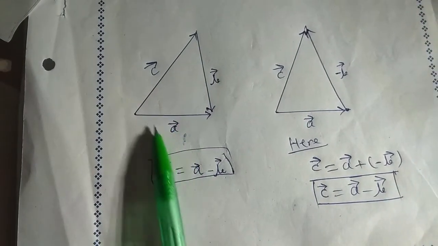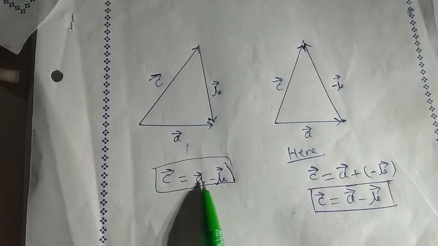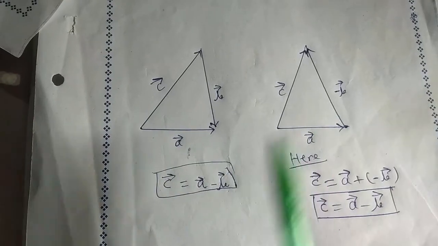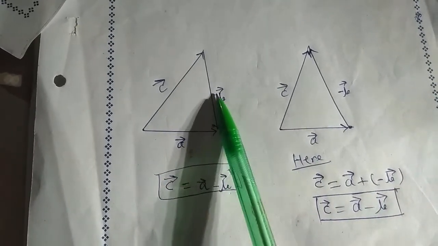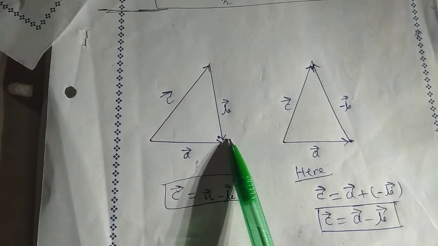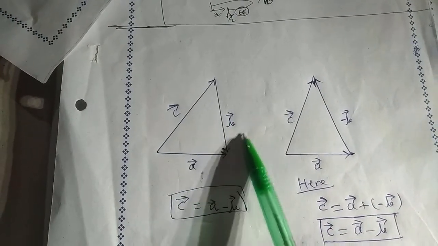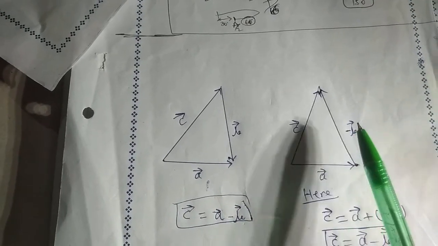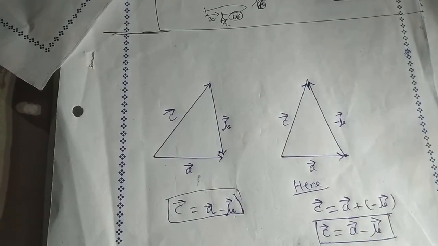This was vector A and this was vector B and this was vector C. Then C was equal to A minus B. Here the modification: all I need to do is reverse the direction of vector B. Here this is the arrow, the head of vector B, and here this is the tail. Just reverse the direction of vector B. Then it will become minus B. If I reverse the direction of a vector, it will become minus.